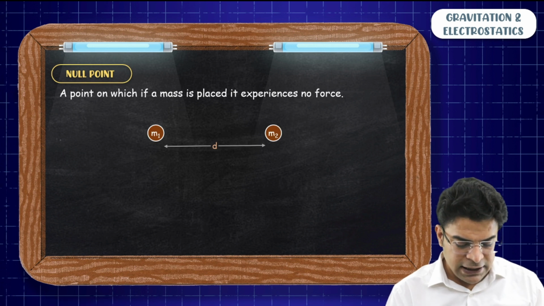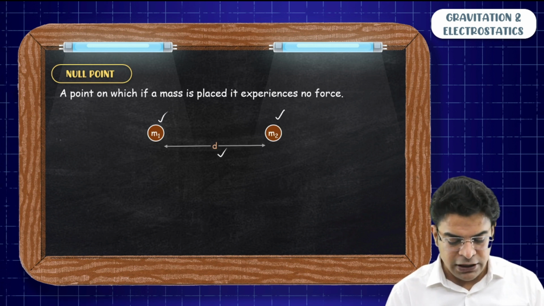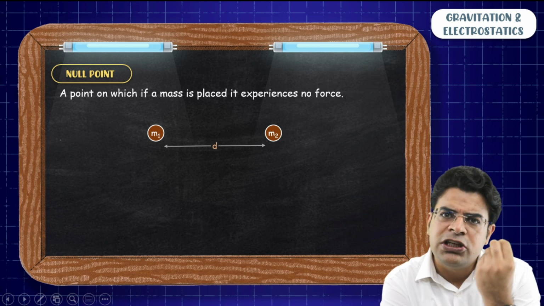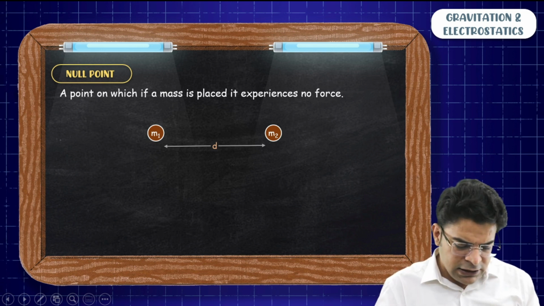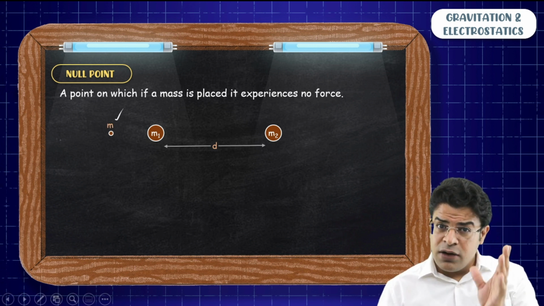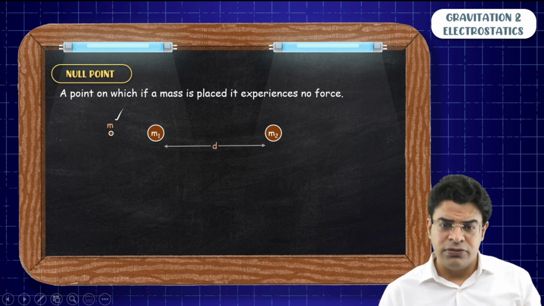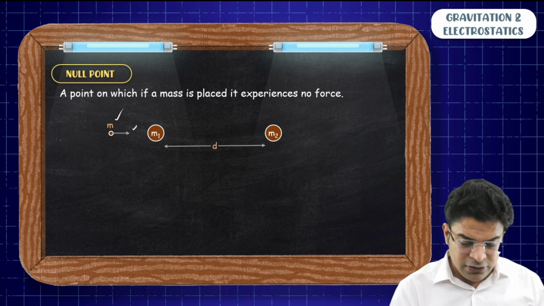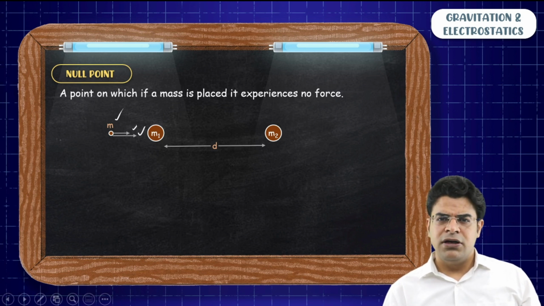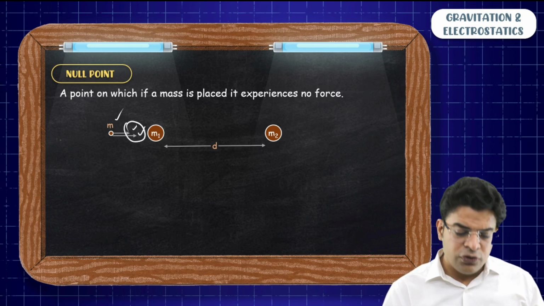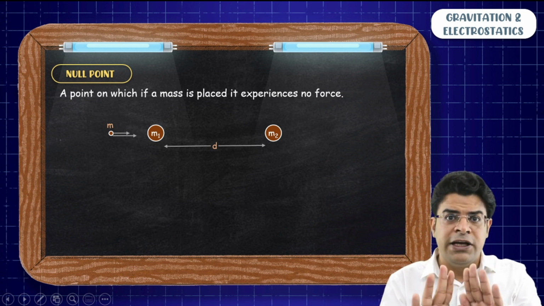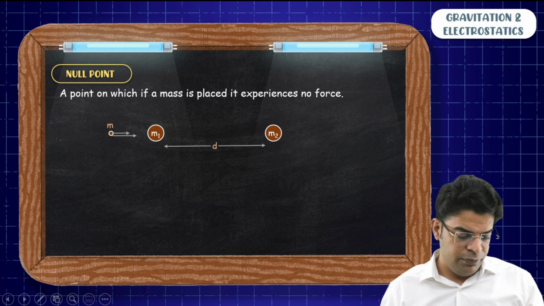Now visualize that you have got two masses m1 and m2 separated by distance d. Where can you place a third mass so that it experiences no force? If I place the third mass here, gravitation force is always attractive in nature. So the first mass will attract it towards itself. The second mass will attract it towards itself. Hence, the sum of these two forces can't be zero as they are in the same direction. So this place can't be the position of null point.